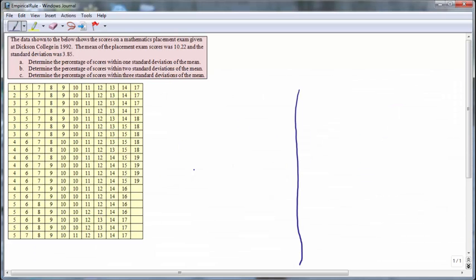So now we're in a position to actually work this example. In Part A, we're asked to determine the percentage of scores that are within one standard deviation of the mean. This means that I should take the mean of 10.22 and subtract the standard deviation of 3.85, and this gives me 6.37. And then I should take the mean of 10.22 and add 3.85, and this gives me 14.07. So the interval that represents being within one standard deviation of the mean is from 6.37 to 14.07.